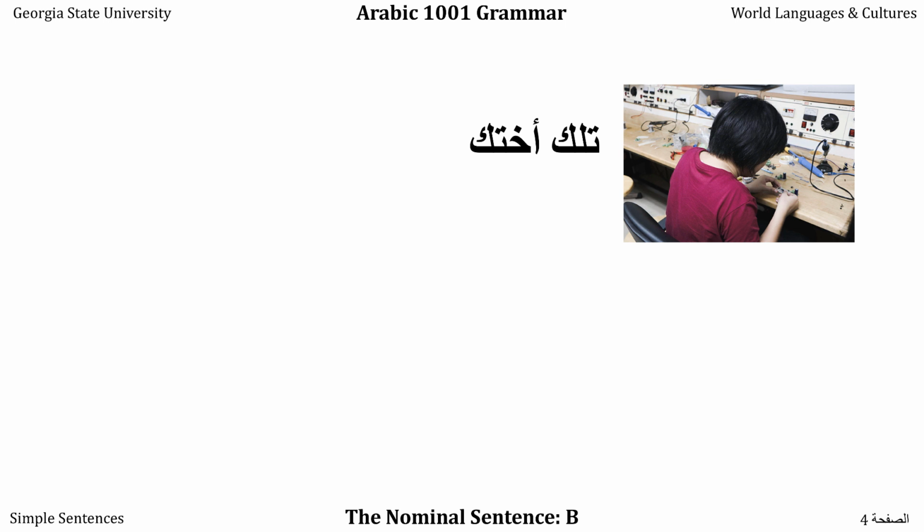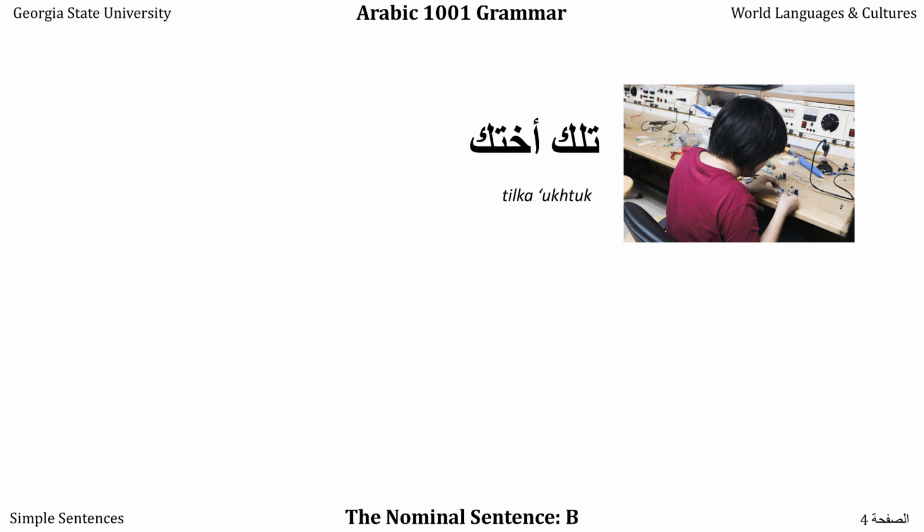Let's talk about our engineer. Tilka ukhtuk. Ukht is sister. So now I'm going to add the possessive pronoun k on the end. Ka means your, and so that makes it definite. So here we have tilka ukhtuk, definite, definite.